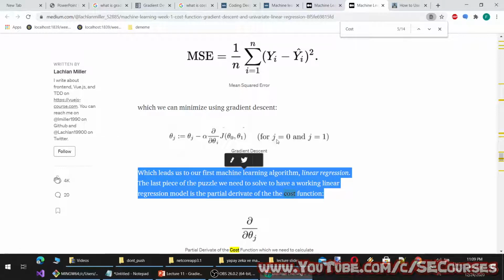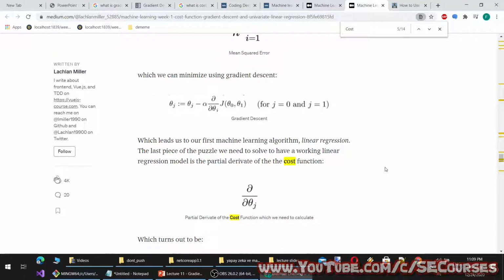So you see, G is between 0 and 1. Which leads us to our first machine learning algorithm, linear regression.